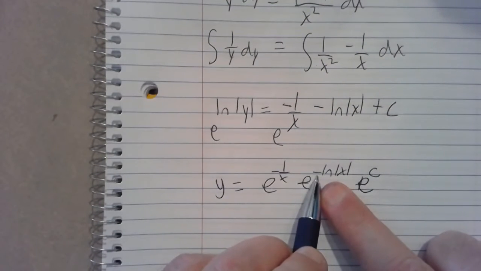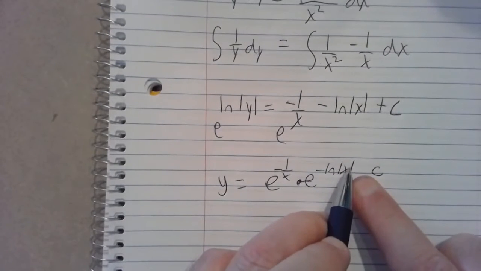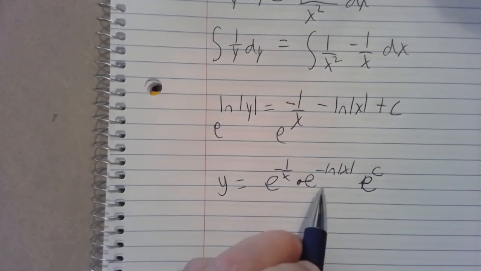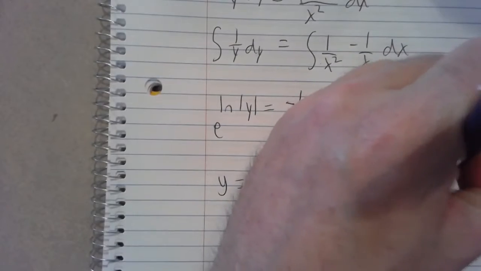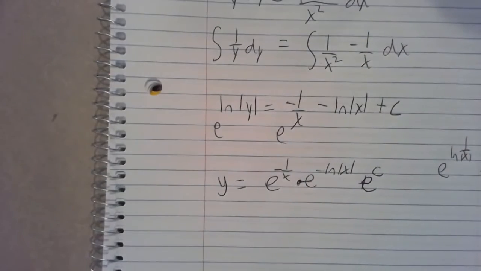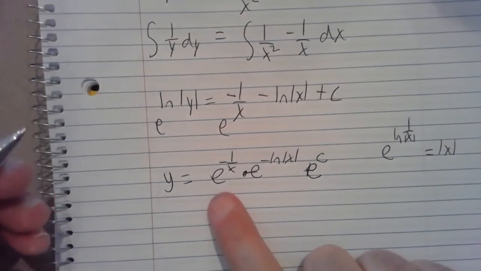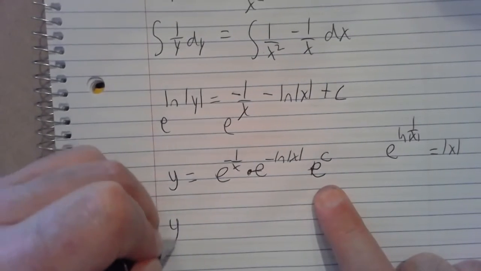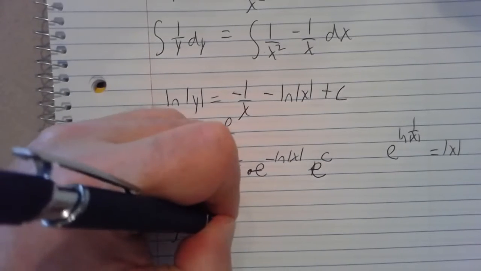This negative here, since it's times, could come up as an exponent and make that 1 over x. e raised to the ln of 1 over the absolute value of x would just be 1 over the absolute value of x. e to the c, I'm just going to call some new c. And so I end up with this.